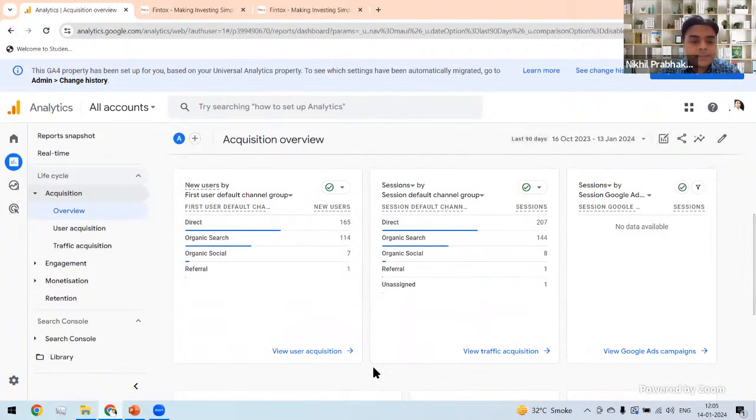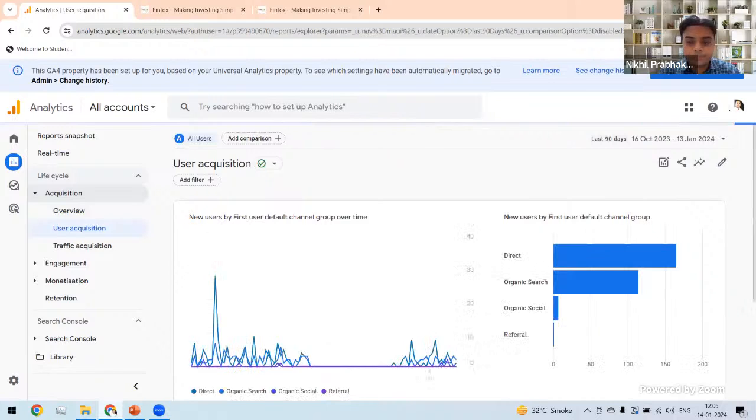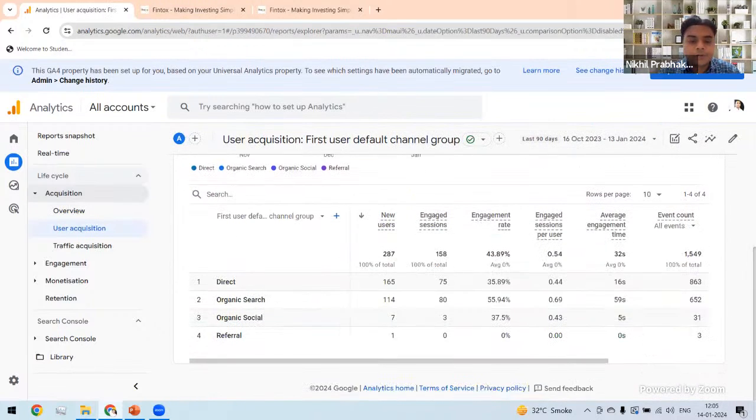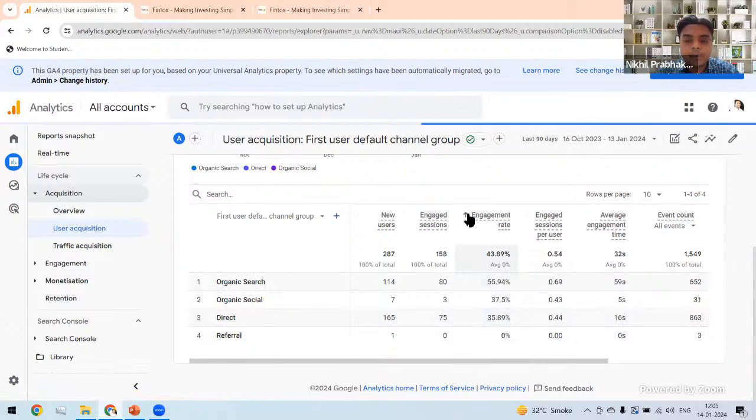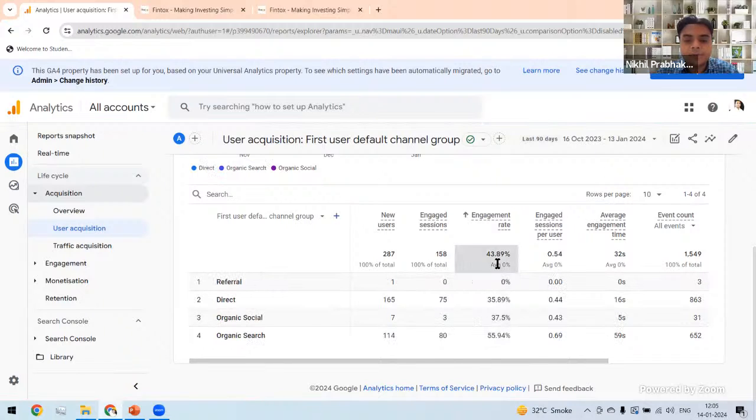Now, apart from this, you can deep dive. You can actually click on view user acquisition, and you can have a deep dive also. Okay, so you can look at for each of the traffic, direct, organic, social, and search, referral, how is the engagement rate happening? Okay, so we can sort it out from highest to lowest. On an average, it is 43%.